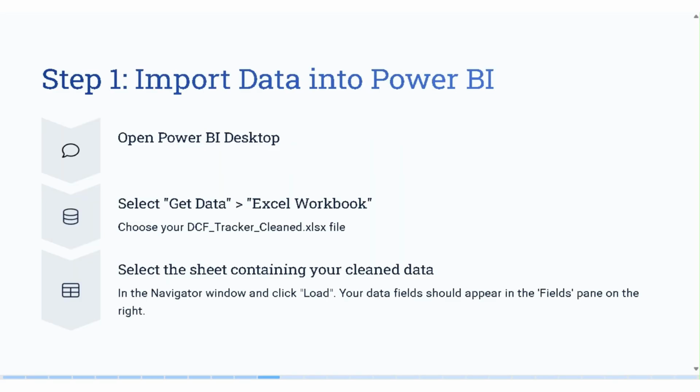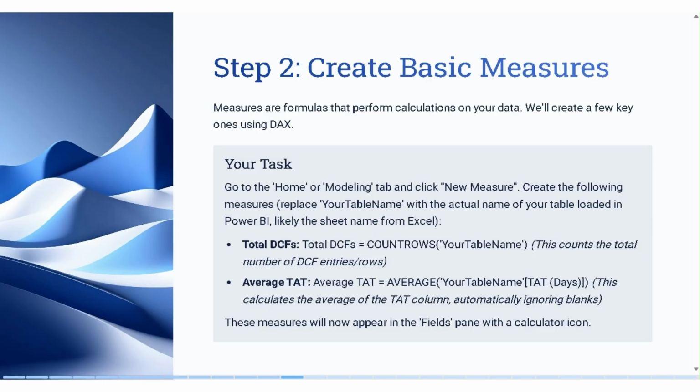So you will open Power BI, get your data, select your sheet containing your cleaned data. Then you will create basic measures such as the total number of DCFs and your average turnaround time.